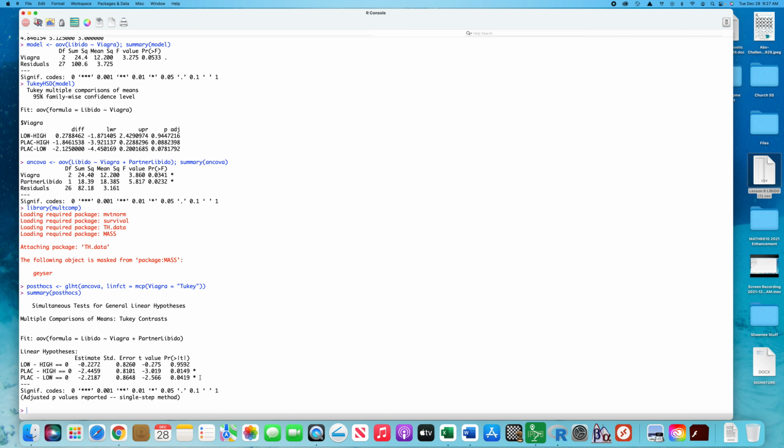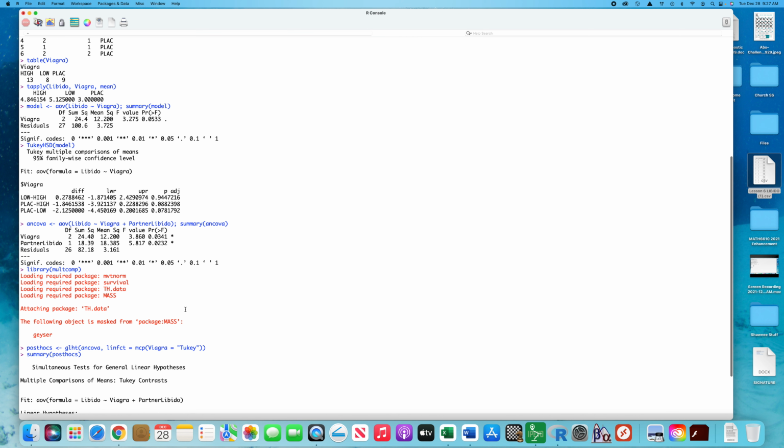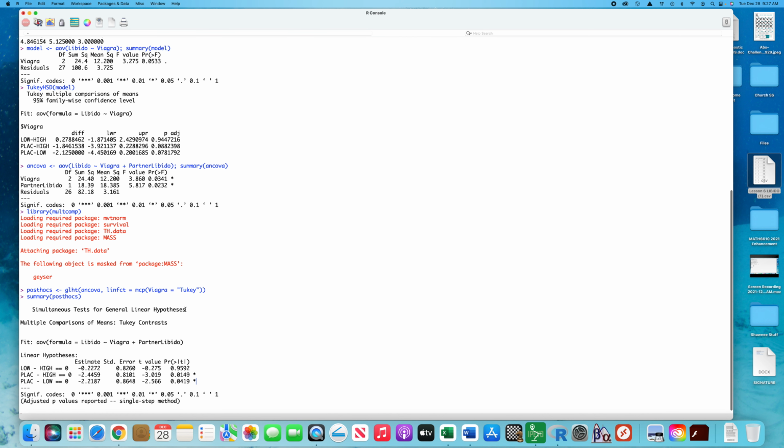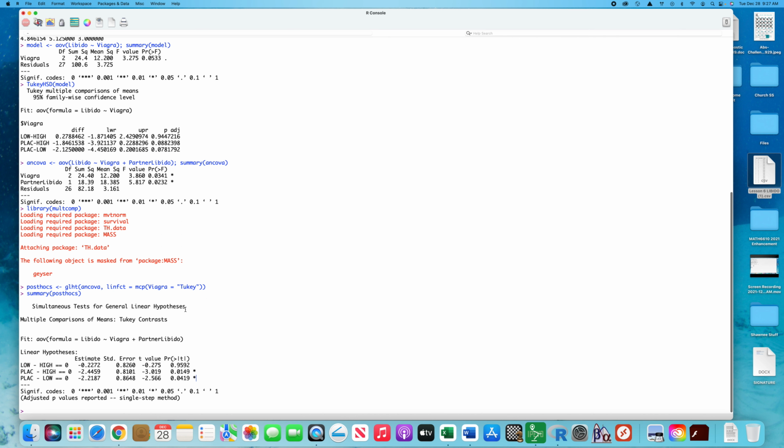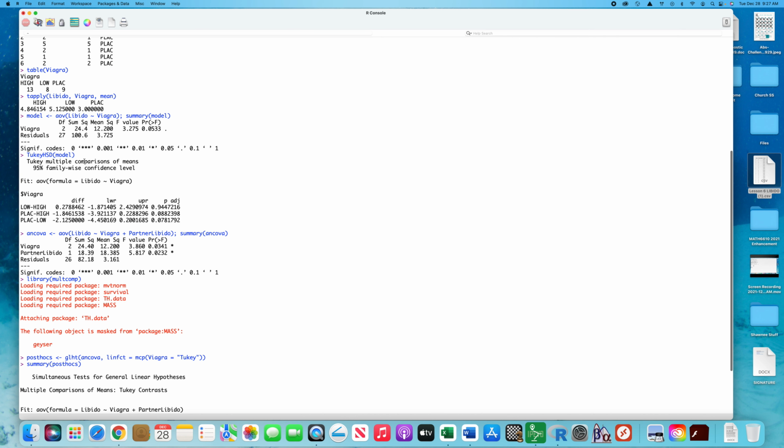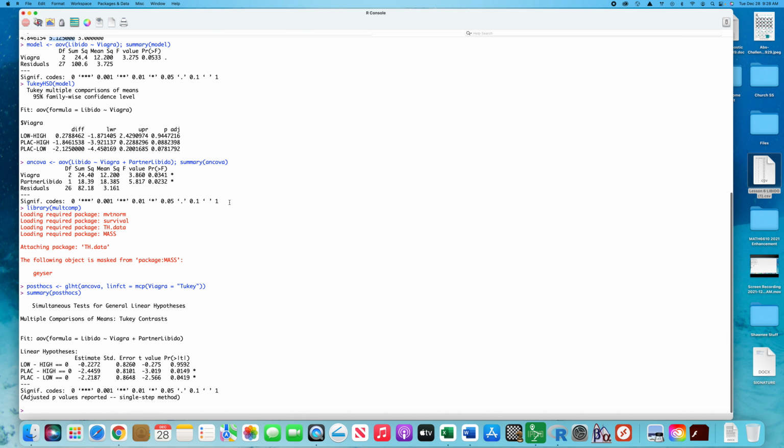And when we do that, we see that placebo to low is statistically significant and placebo to high is statistically significant. Interestingly, the low dose, the mean was actually higher, right? So the placebo to low, okay, the placebo to high. All right.